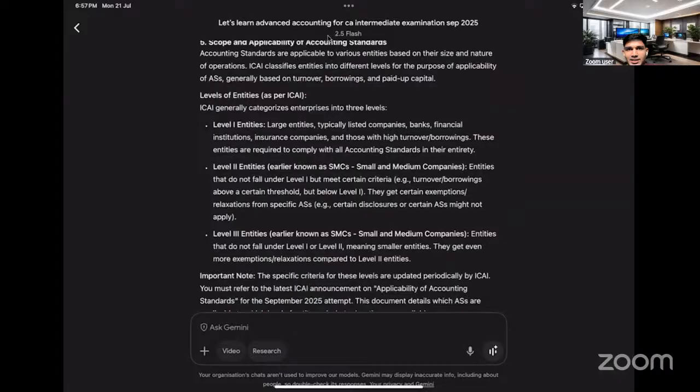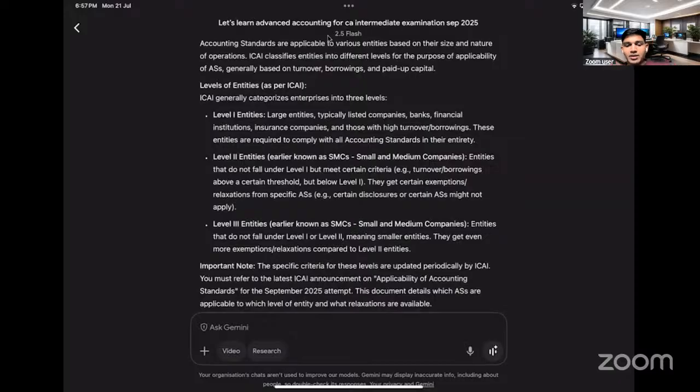Basically, ICAI categorizes enterprises into two types. One is corporate and non-corporate. And non-corporate entities are further categorized into three levels: level 1, level 2, level 3. In level 1 entities, these are large entities, typically listed organizations like listed companies, banks, financial institutions, insurance companies, and those with high turnover and borrowing. These entities are required to comply with the accounting standards in their entirety.